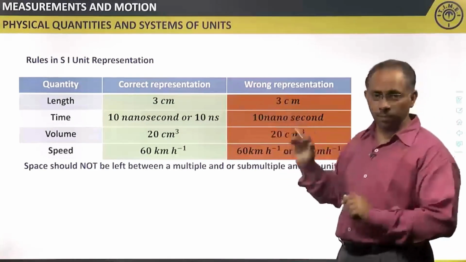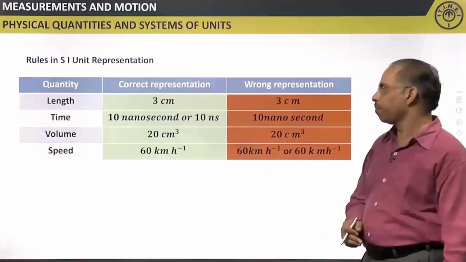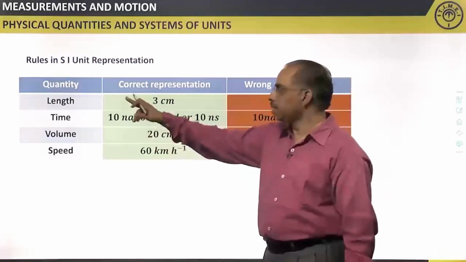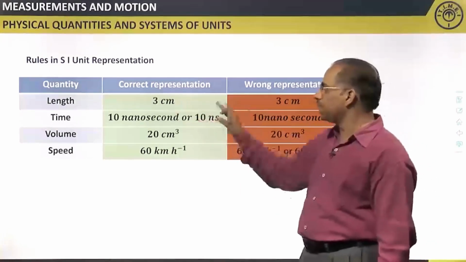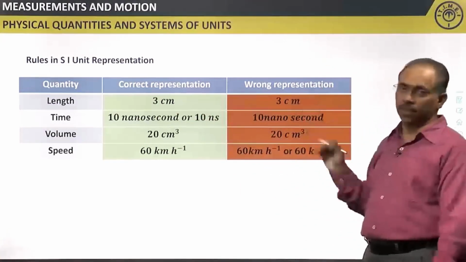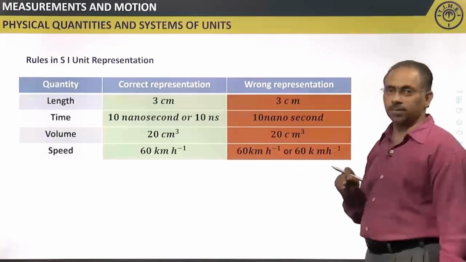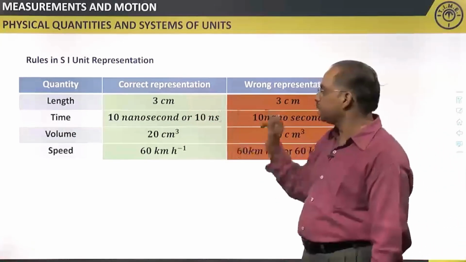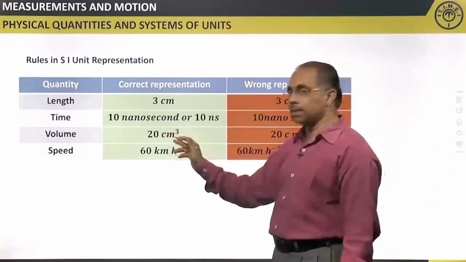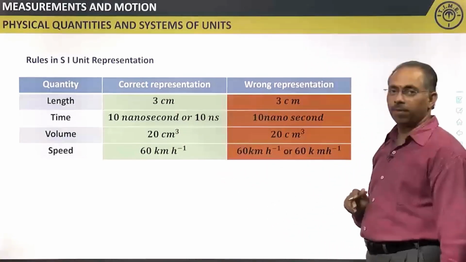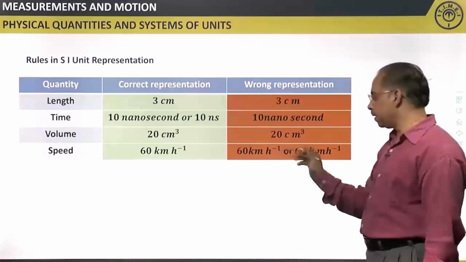Now, we will go on to the next rule. See. Let us see the next rule. Here, I am having length, time, volume, speed. Okay. If you see very clearly the difference between correct explanation and wrong explanation, in the first one you see 3 centimeter, 3 centimeter. Time, 10 nanosecond I am talking about here. Volume I am talking about is 20 centimeter cube, here 20 centimeter cube. Speed I am writing 60 kilometers per hour, and here it is 60 kilometers per hour this way.